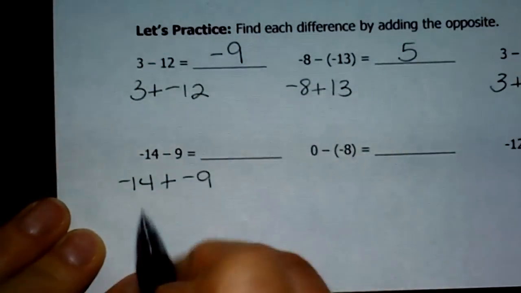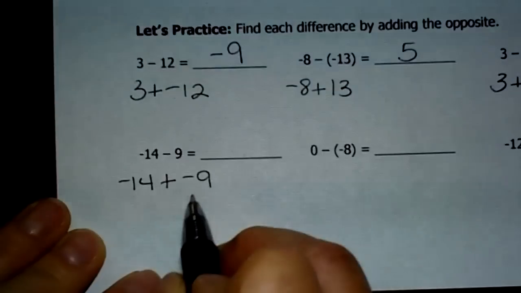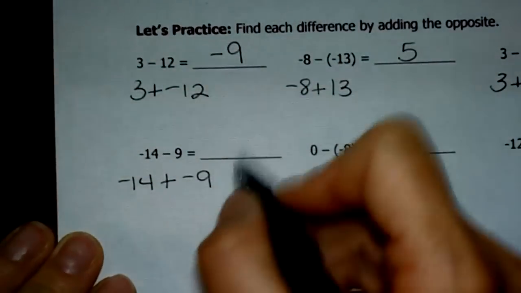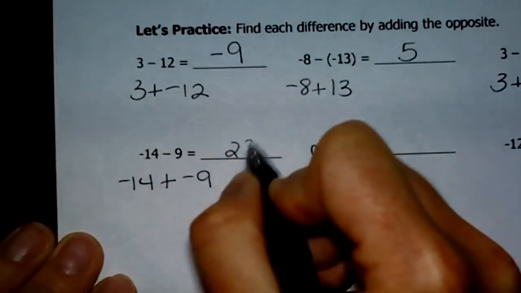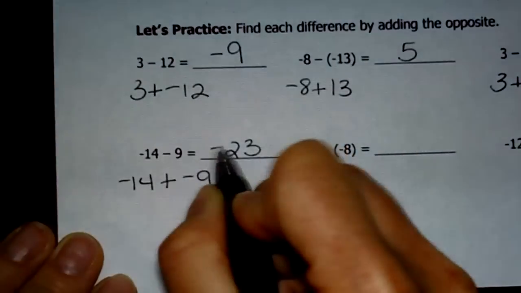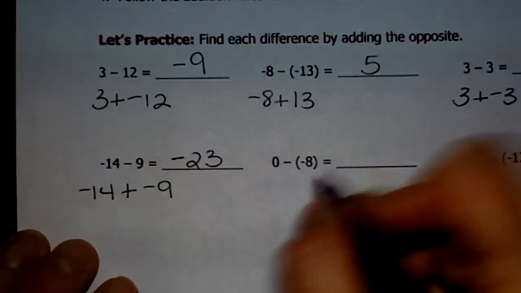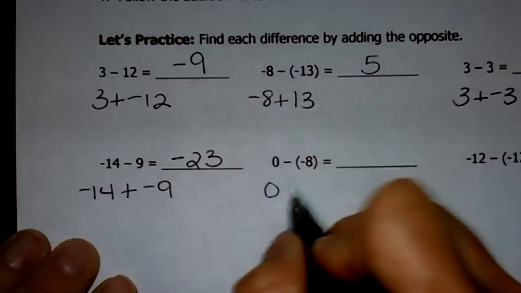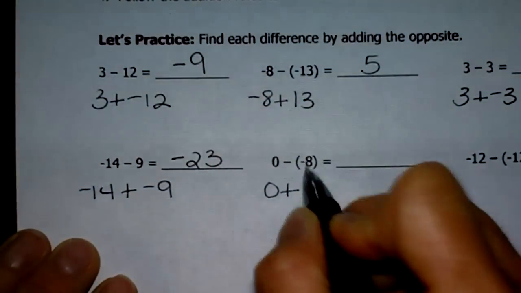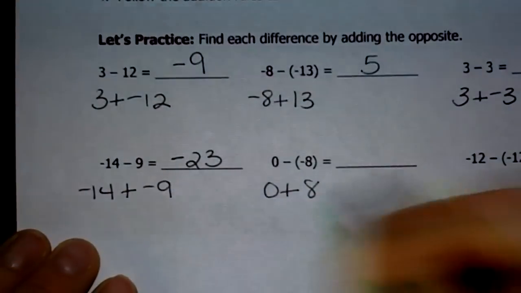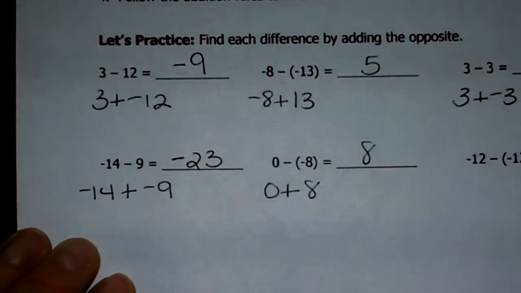All right, next one, keep the negative 14, change subtraction to addition, change that positive 9 to a negative 9. So this time I have 2 of the same sign. That means add the digits, 14 plus 9 is 23. And I'm going to keep the sign. They were both negative, so my answer is negative. 0 minus negative 8. Keep the 0. Change subtraction to addition. Change the negative 8 to a positive 8. 0 plus 8, that's 8. Nothing has changed about that.